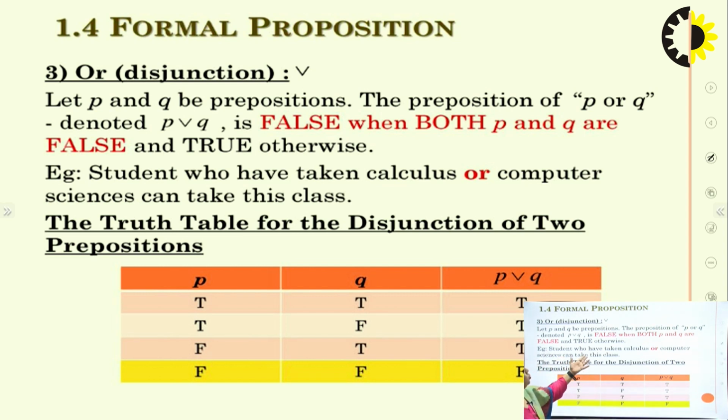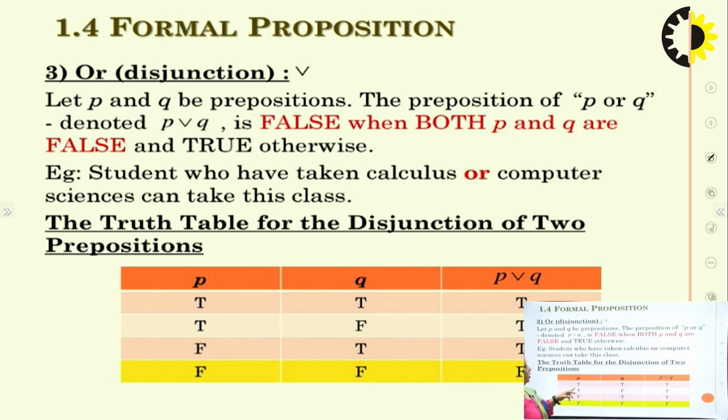Now, students who have taken calculus or computer science can take this class. That means if any one of these statements is true, then I'll get the output as true. Otherwise, I'll get false. If both are false, only in that case I'll get it as false.